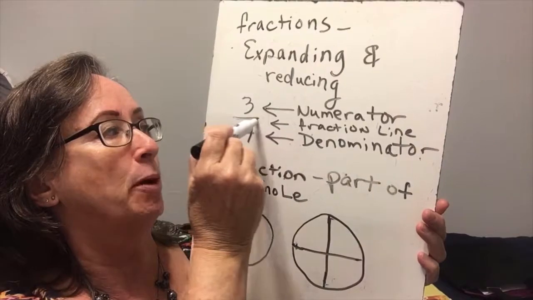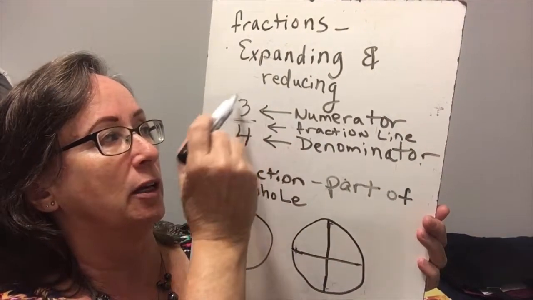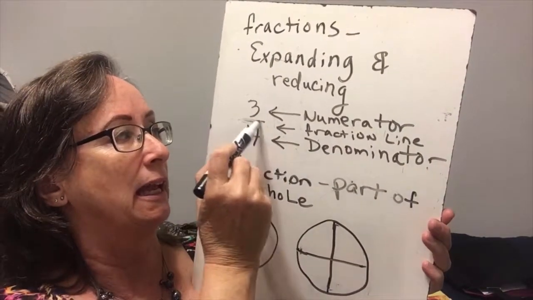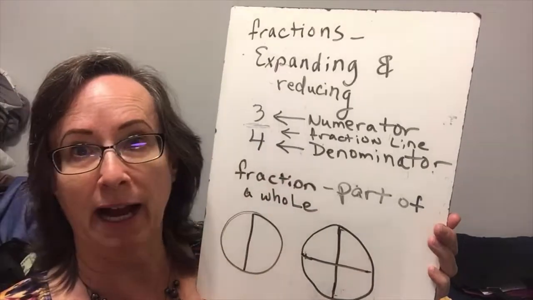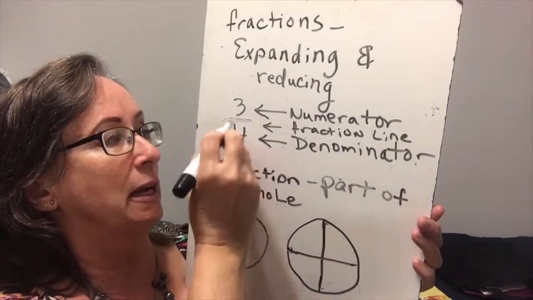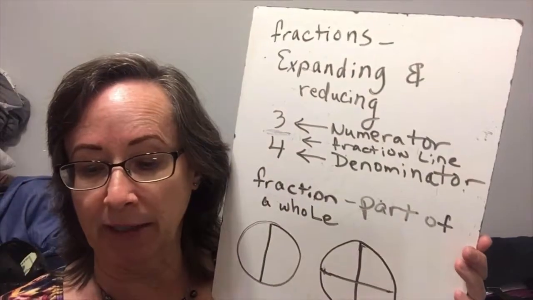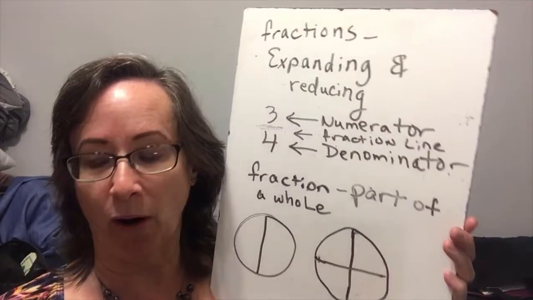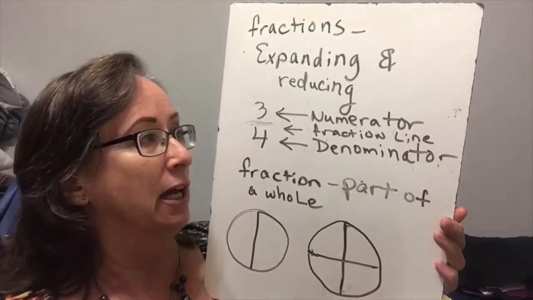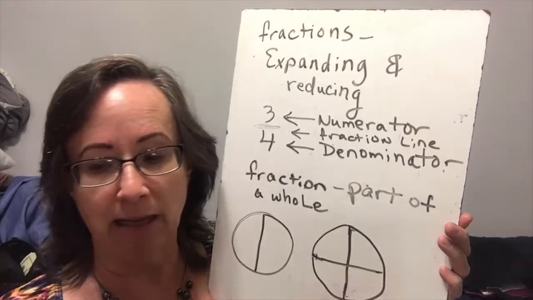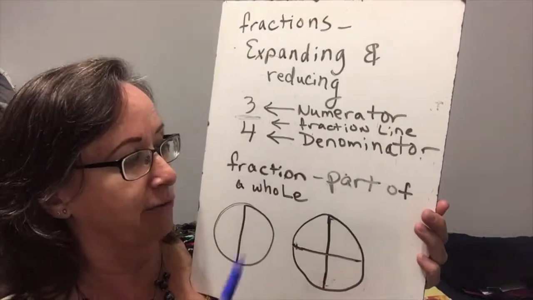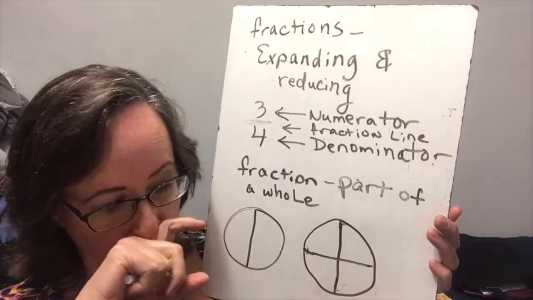The top part of a fraction is called the numerator. The line right here is called the fraction line, and the number in the bottom is called the denominator. So we always have to know our correct terminology: numerator, fraction line, denominator. And a fraction is a part of a whole.